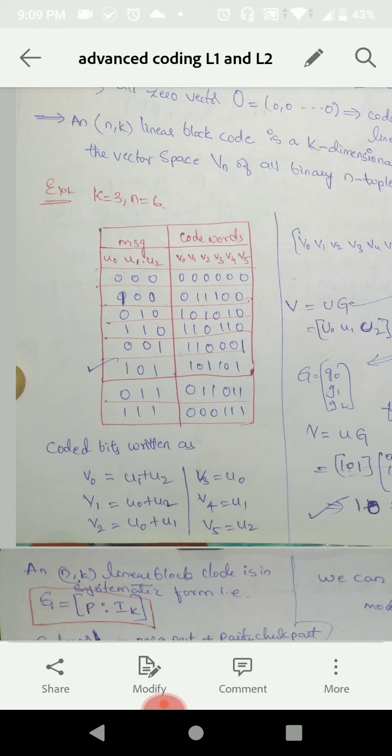k is equal to 3 and n is equal to 6. k equal to 3 means we have information bits u0, u1, u2. Code words mean n is equal to 6, so we are going to have the outputs v0 to v5. Generally they are represented in some format.